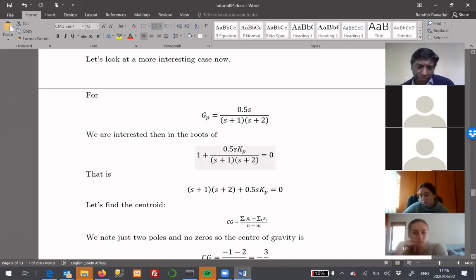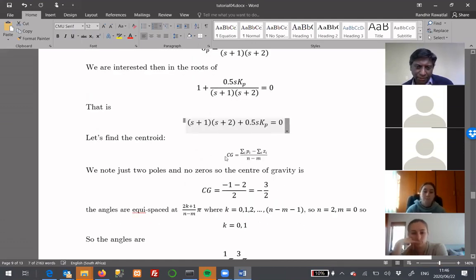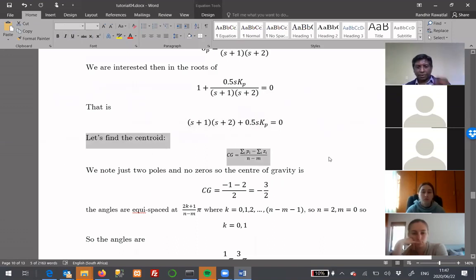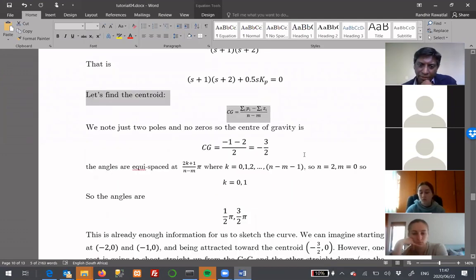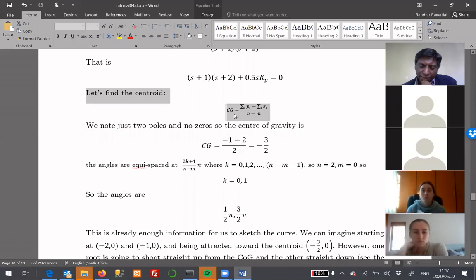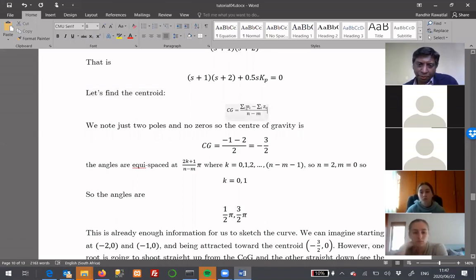And then we just multiply both sides by that denominator, so it looks like that. And then we can just go ahead and look for roots of this equation. So the roots of this equation can be sketched by first finding the centroid, right? So there exists some point around which your asymptotes are going to radiate. And so your center of gravity is going to be given by the sum of the values of the poles minus the values of the zeros, divided by the number of poles minus the number of zeros.